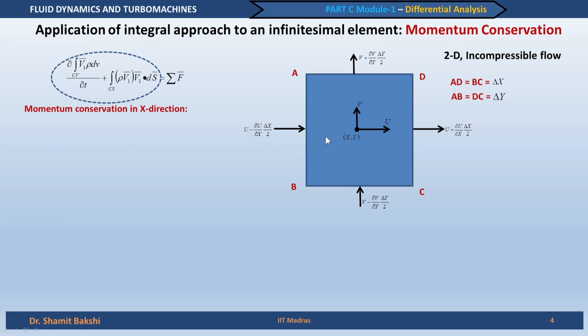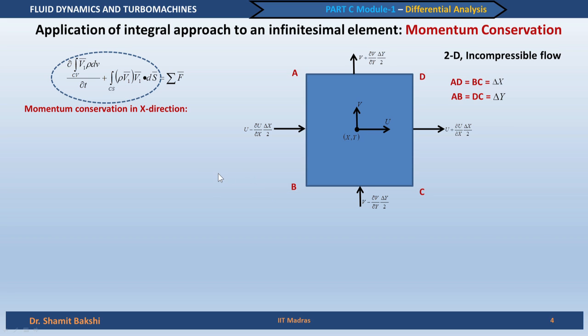Now, let us see how to write the momentum conservation equation in x direction. Again we will only make the derivation for momentum conservation in x direction, and in y direction the same procedure can be extended. So, we will look at the momentum conservation equation in x direction. In it, we have the first term, that is the unsteady term. Let us take up that term first.